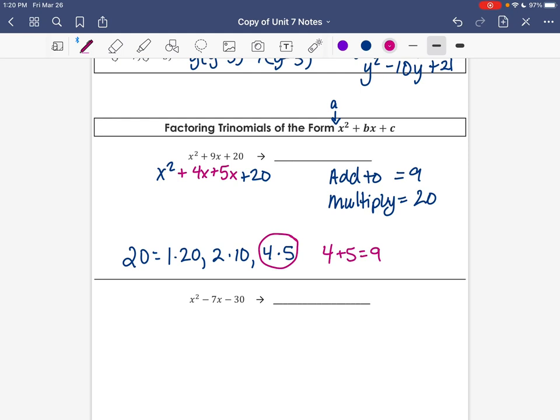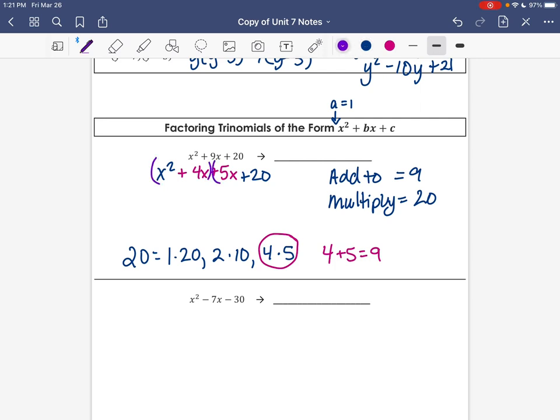And normally if A equals 1, so right here, if A equals 1, then it doesn't matter the order that the two X's are in. So we could have done X squared plus 5X plus 4X plus 20 as well. And so now we're going to factor by grouping, which we learned about last time.